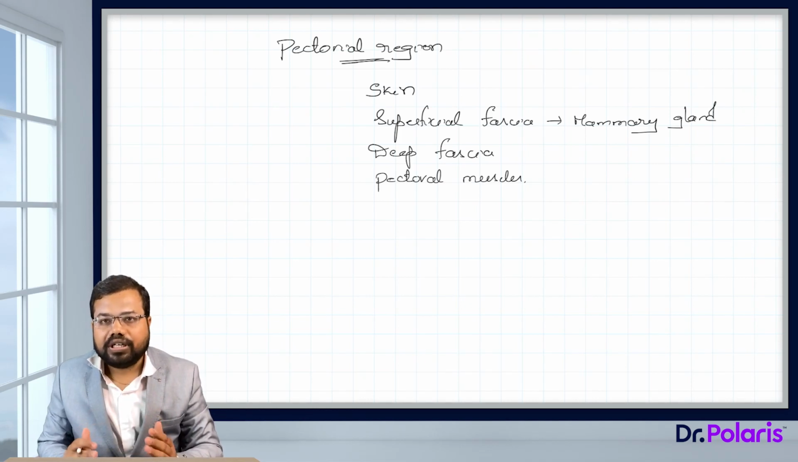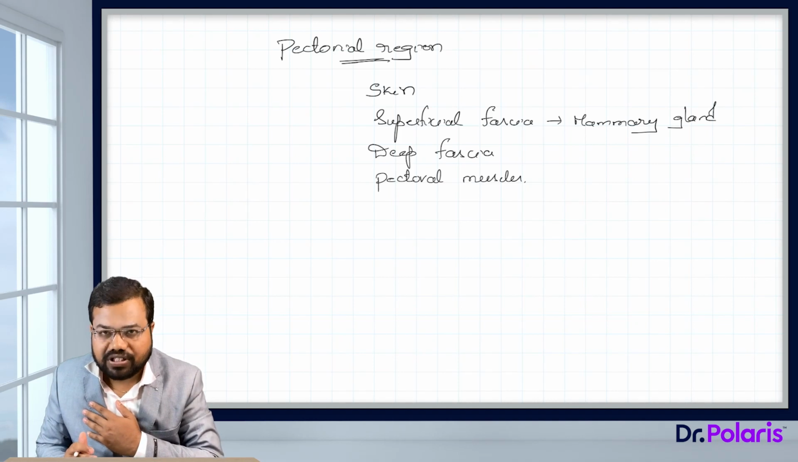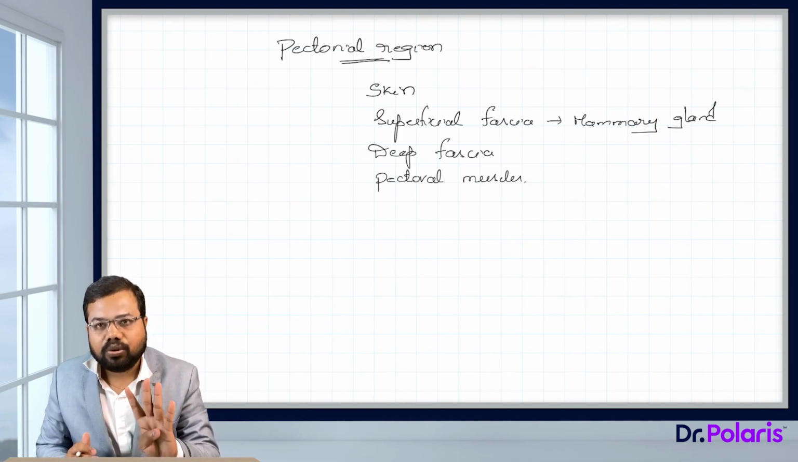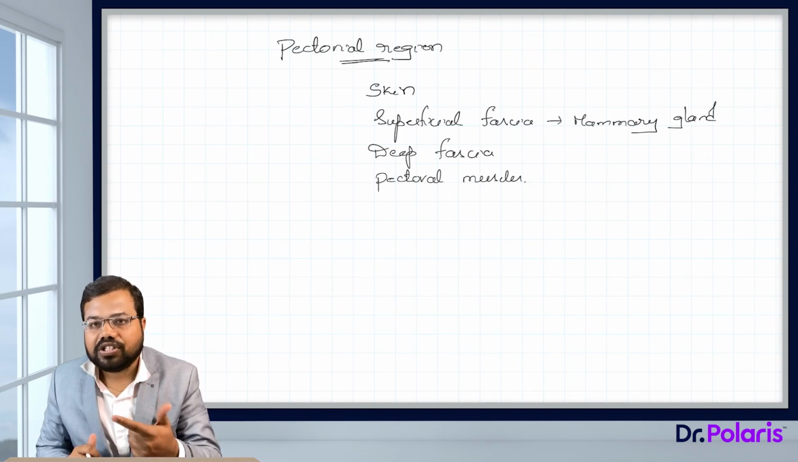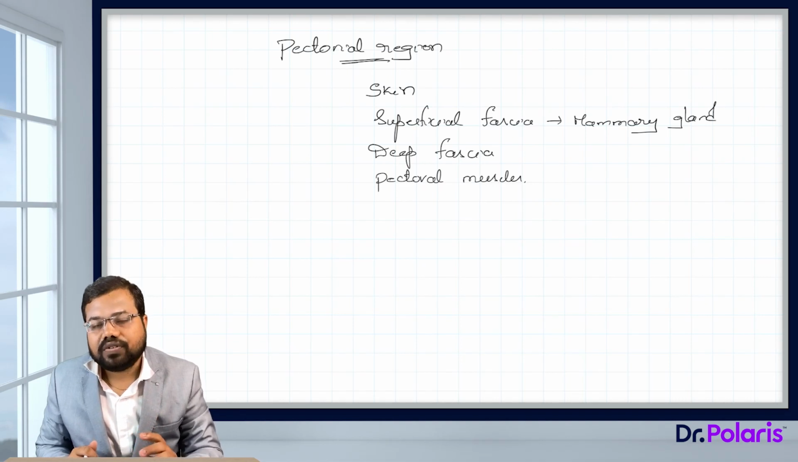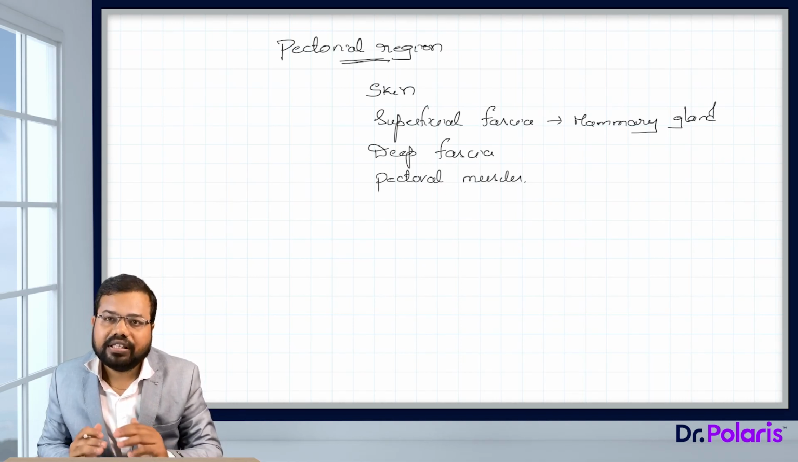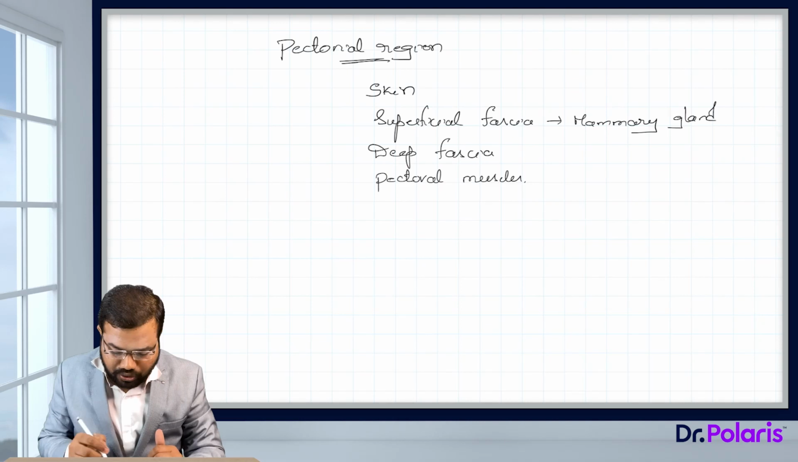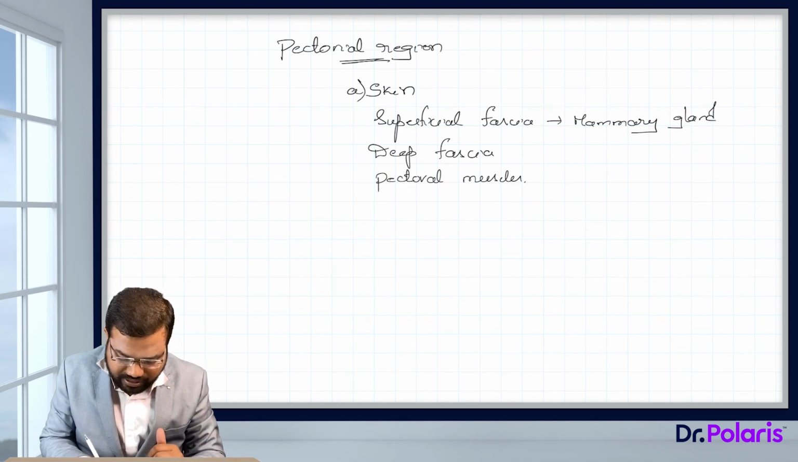So once again, the pectoral region is the anterior part of the chest wall, and in that we will be discussing four things from superficial to deep. The first layer is the skin and its cutaneous supply. Second is the superficial fascia, where we will discuss the mammary gland. The third is the deep fascia, where we will discuss the clavipectoral fascia. And the fourth is finally the muscles that are embedded in this pectoral region, right? So first we will discuss the details of the skin.